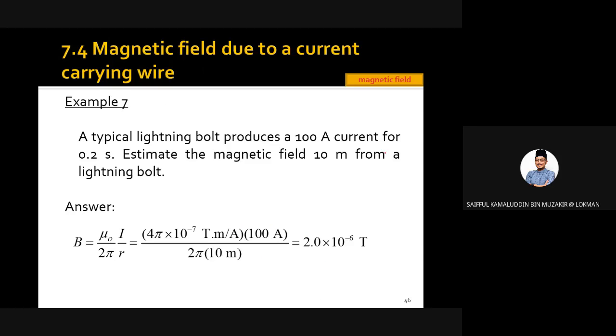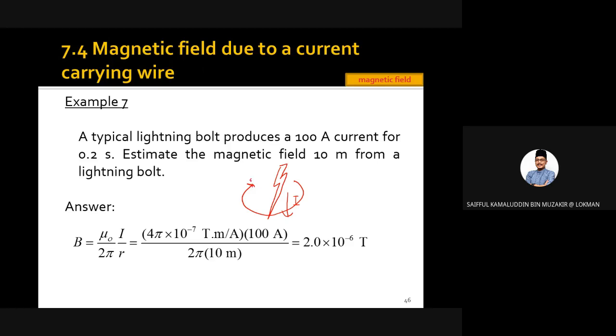Example 7. A typical lightning bolt produces a 100 ampere current for 0.2 seconds. Determine the magnetic field 10 meter from the lightning bolt. The lightning bolt. Shazam! Okay. Let's say the direction of I is downward. So the magnetic field is like this.